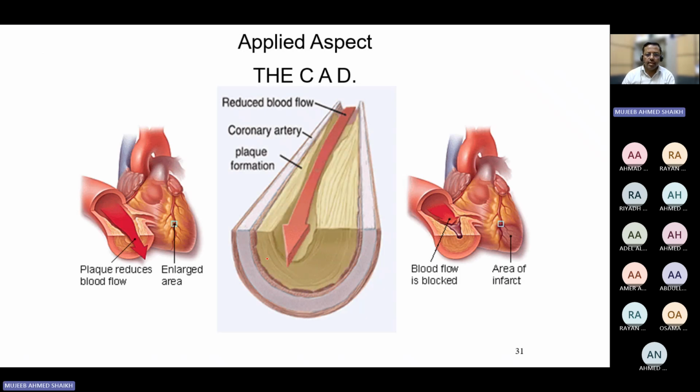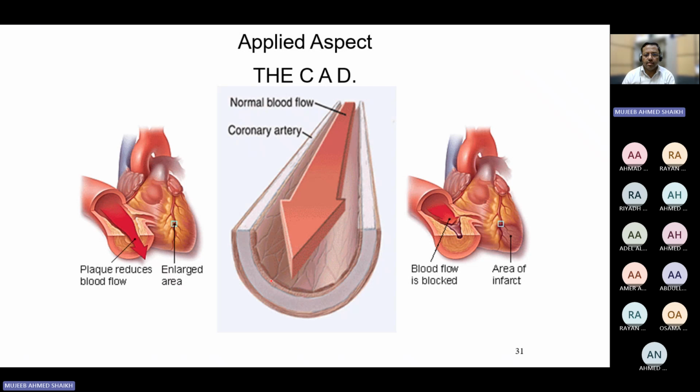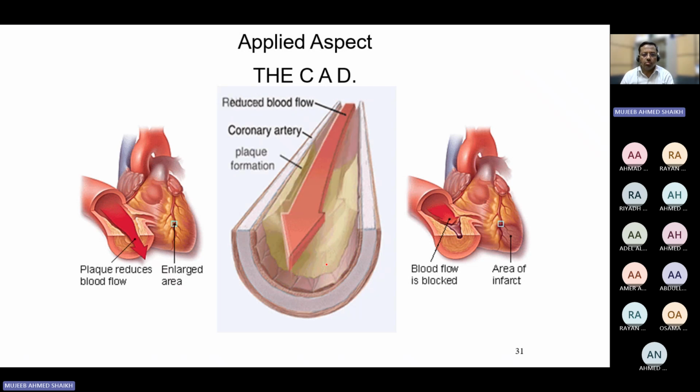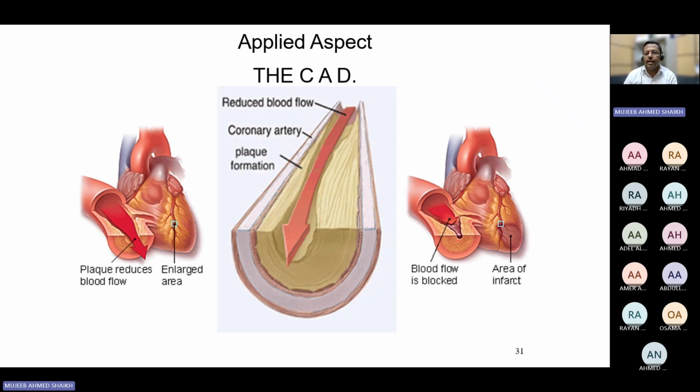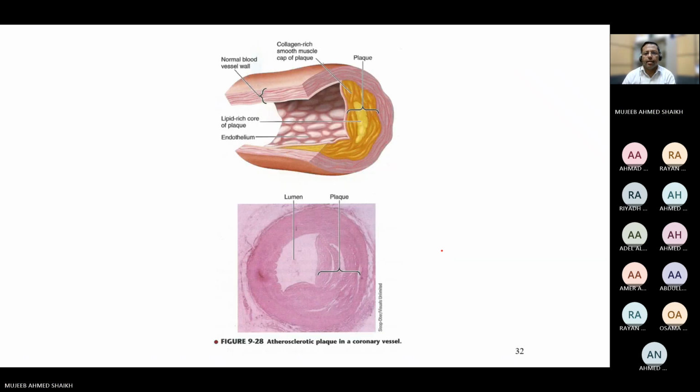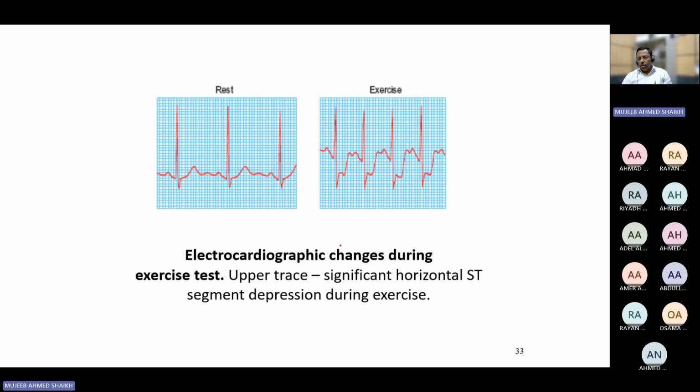This is how it shows the normal size and the flow, and if the artery is blocked or there is deposition, this will lead to decreased blood flow. Blood flow will be reduced, and the area which it supplies will get infarcted. Here it is also showing you this area is all deposition of atherosclerotic plaque, and only a partially open artery lumen is seen. This is the lumen of the coronary artery, and this one is the area fully occupied by the plaque.